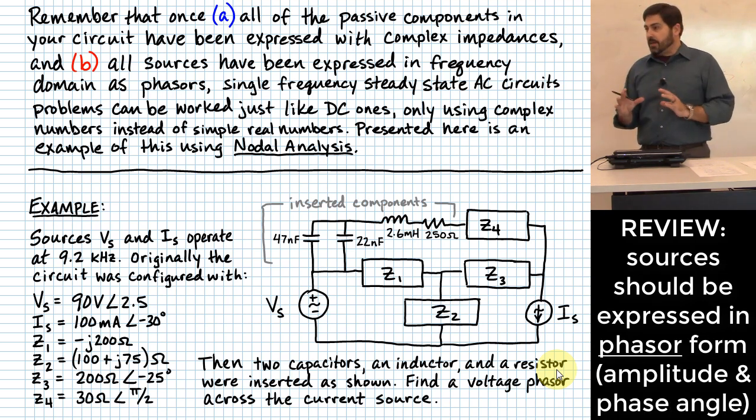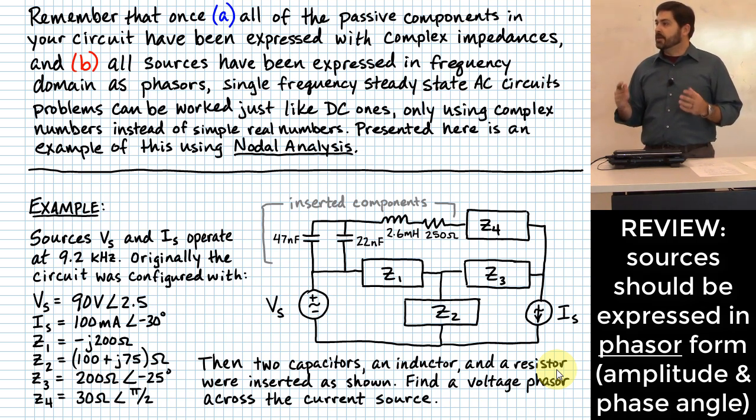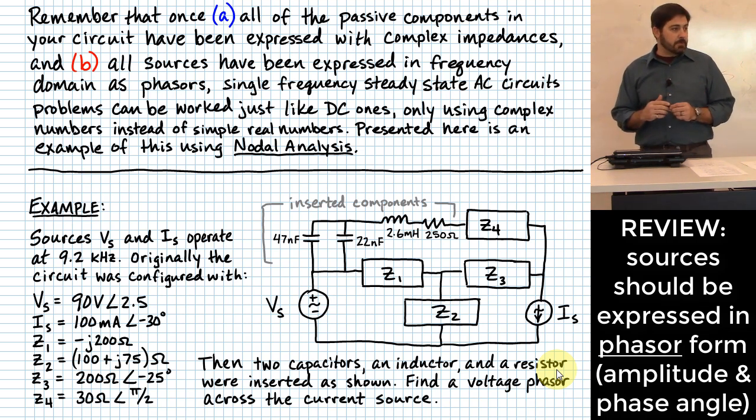The other part of it is you have to convert any sources that are given in terms of time domain expressions into the frequency domain. Another way of saying that is to express those as phasors, right? The form of that gives you an amplitude with a phase angle, and we can work in that domain. That's called the frequency domain. So that's just a couple of review comments.